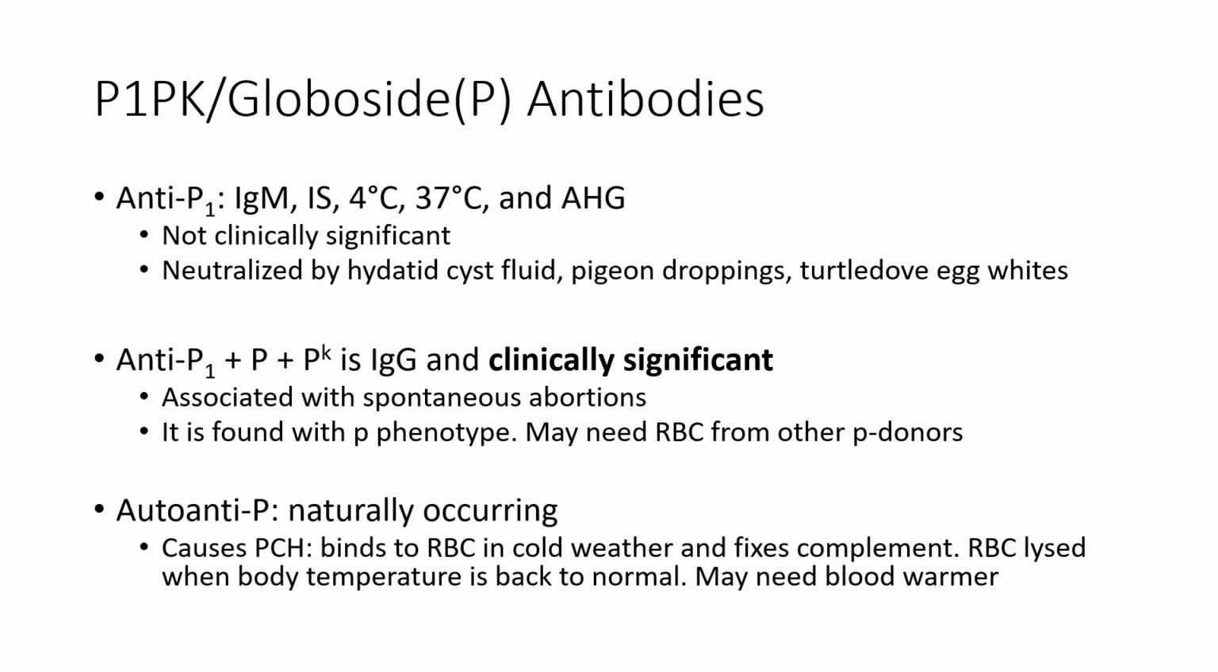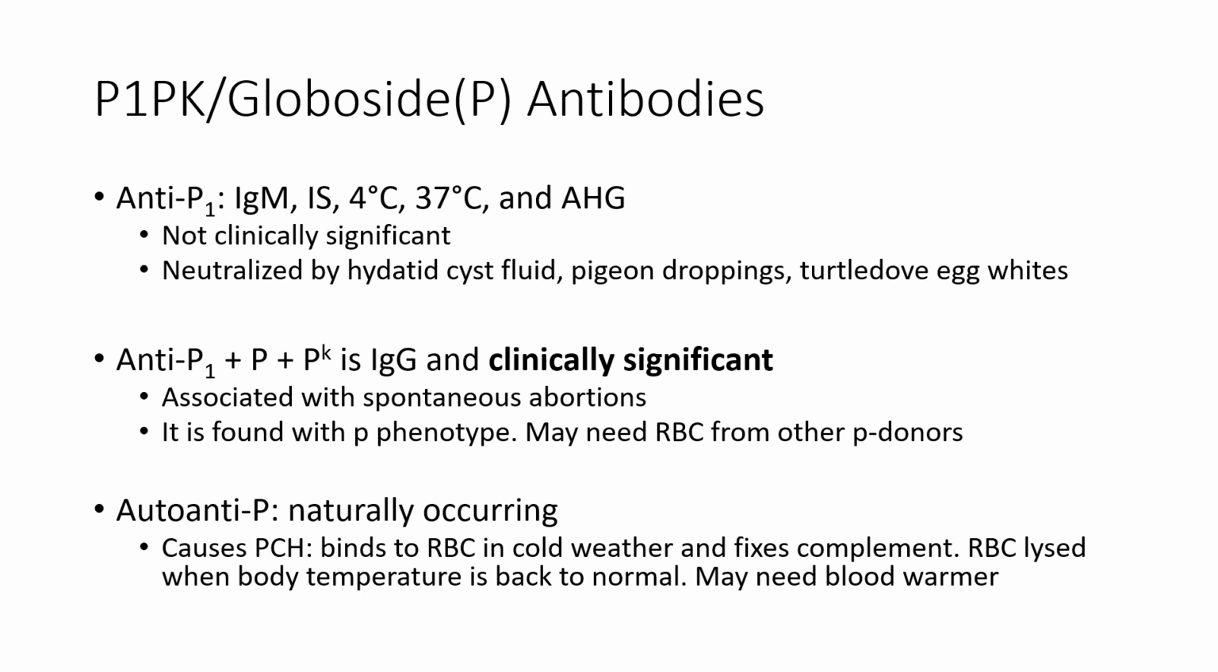The anti-P1 antibody is an IgM antibody and is capable of reacting at all phases of testing. It's not clinically significant, and therefore we might want to remove it from patient plasma if we're trying to identify an alloantibody. We can neutralize this anti-P1 with hydatid cyst fluid, pigeon droppings, or turtle dove egg whites.